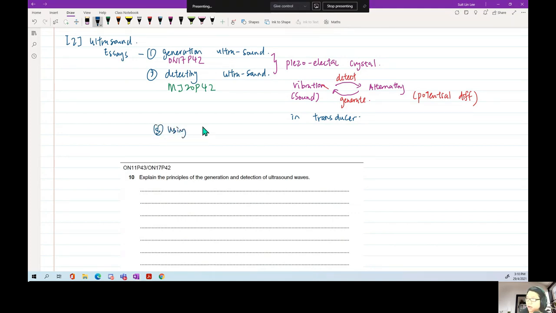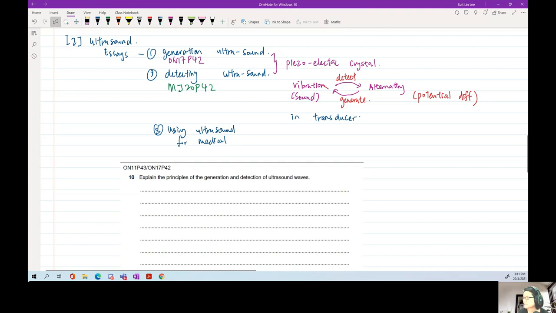Using ultrasound for medical diagnosis. Basically, we want to have diagnostic information. We want to see the baby, whether the baby is okay or not.